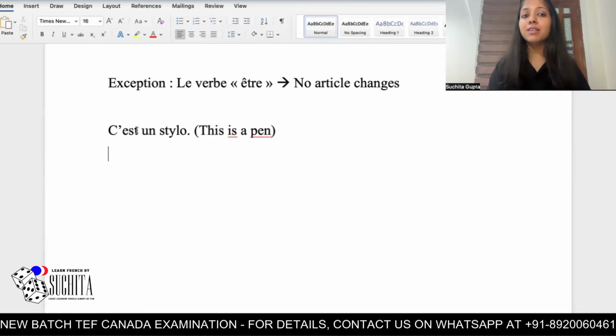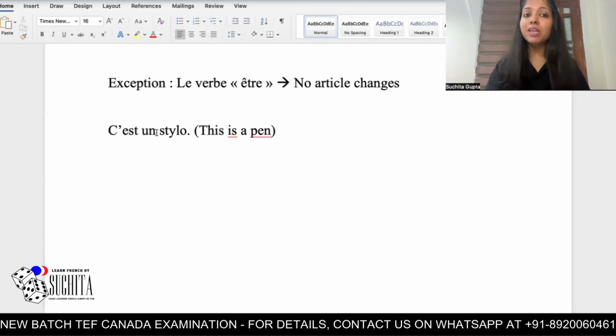Now, if you see, c'est is the verb, which is actually the verb être. C'est un stylo. Now, in order to make it negative, of course, you'll put ne before the verb and pas after the verb. But since your verb begins with e, that means it begins with a vowel. So ne will change into n apostrophe. So c'est will become ce n'est pas.